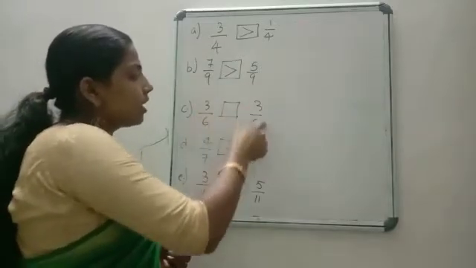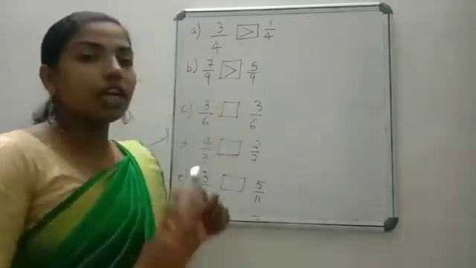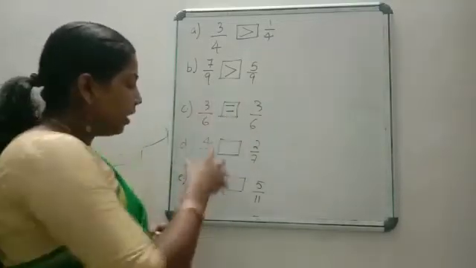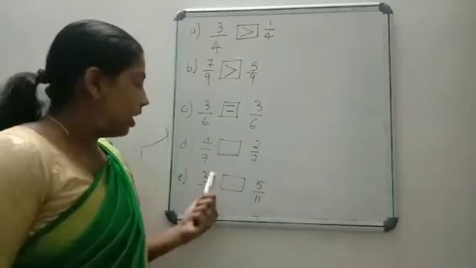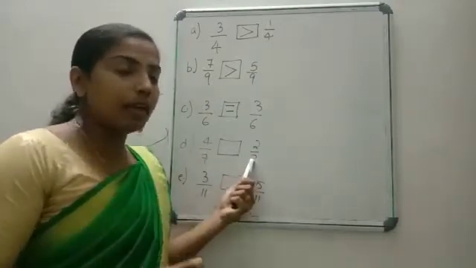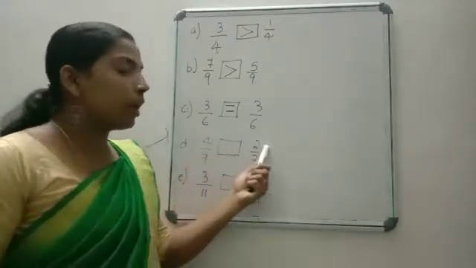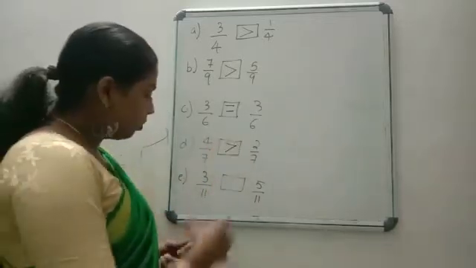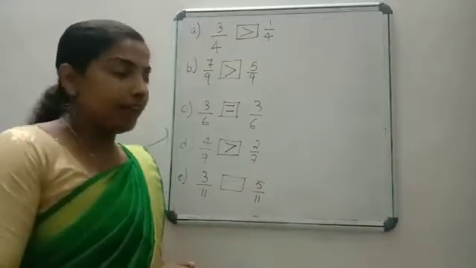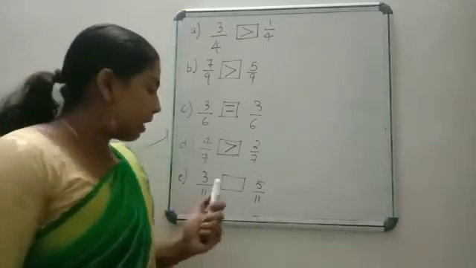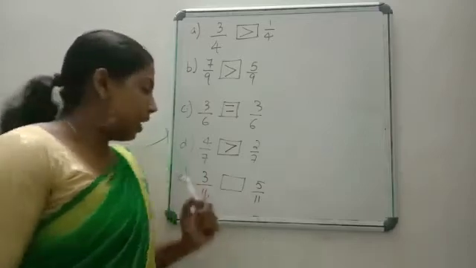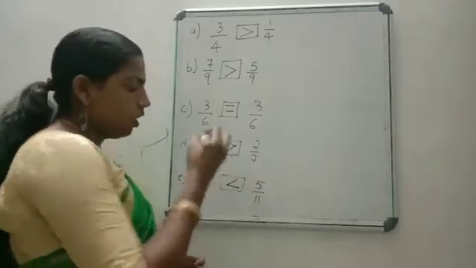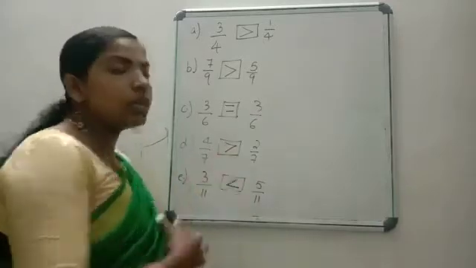Now 3 by 6 and 3 by 6. See the numerator and denominator, everything is equal. So we can put equal to sign. Now 4 by 7 and 2 by 7. They are like fractions, means same denominator. Now see the numerator 4 and 2. So which is greater? 4 by 7. Now 3 by 11 and 5 by 11. Here also they are like fractions. That means with same denominator. And the numerator is 3 and 5, which is greater? 5. So show the greater symbol towards 5.